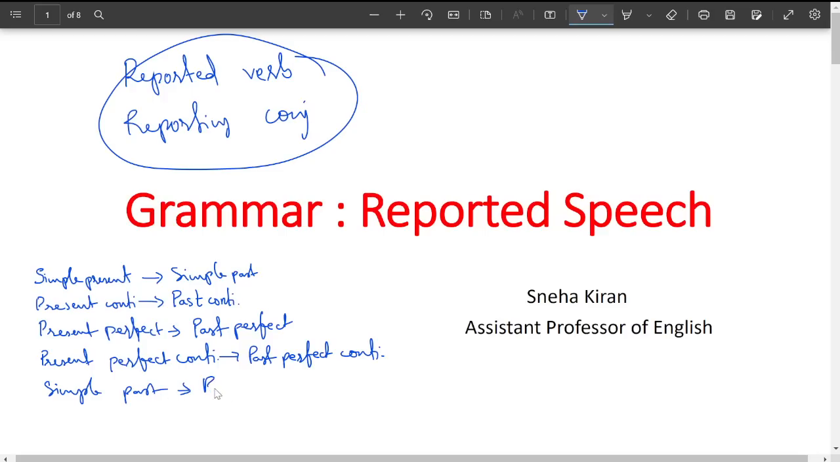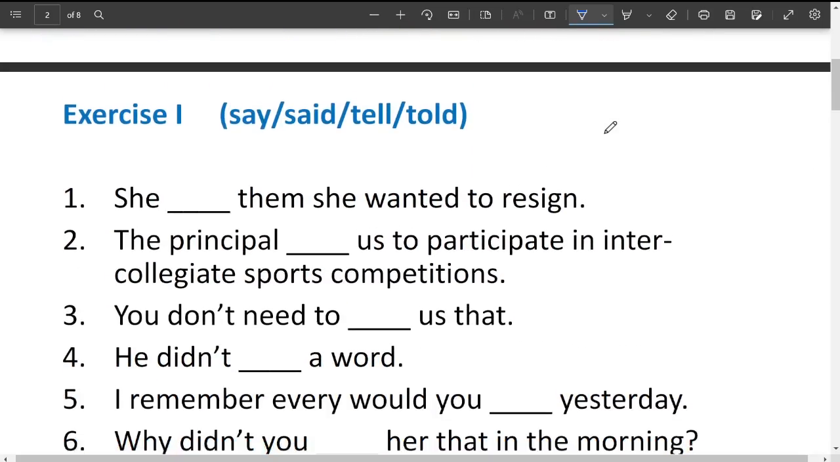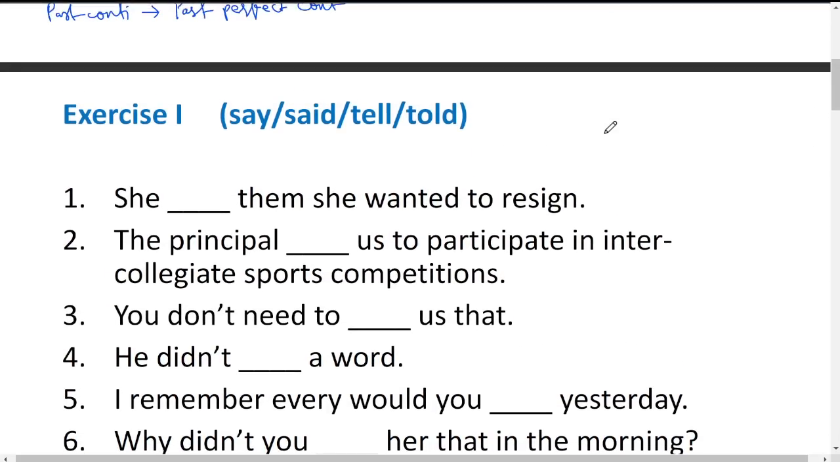Next, simple past changes to past perfect. Next, past continuous changes to past perfect continuous. Next, past perfect remains as past perfect. Past perfect continuous remains as past perfect. Now, while going through these sentences, I would tell you which is what. There is nothing to worry.